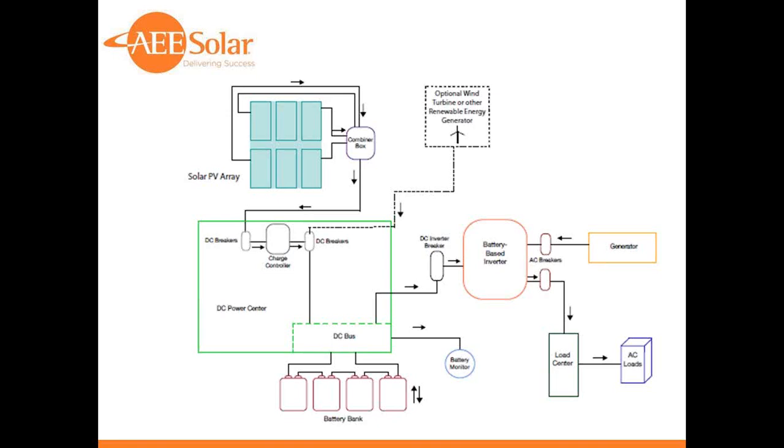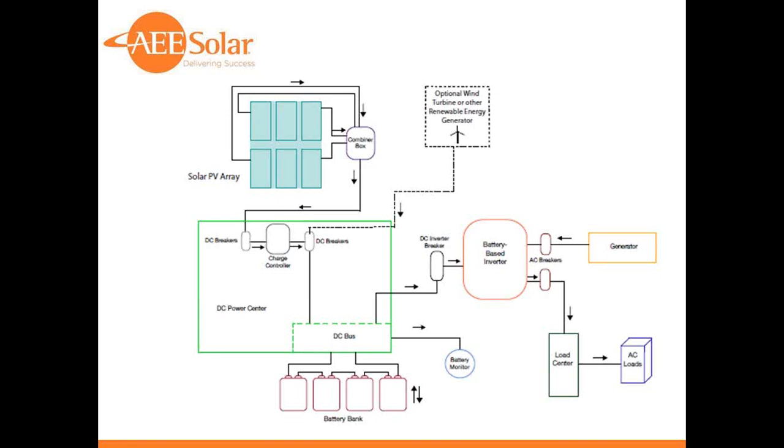We're not showing that in the green box. The battery monitor might also be part of that, or it might be remotely set. Then we're drawing DC power off the DC buses, going through a main breaker to the battery-based inverter, which is then running loads in the load center.